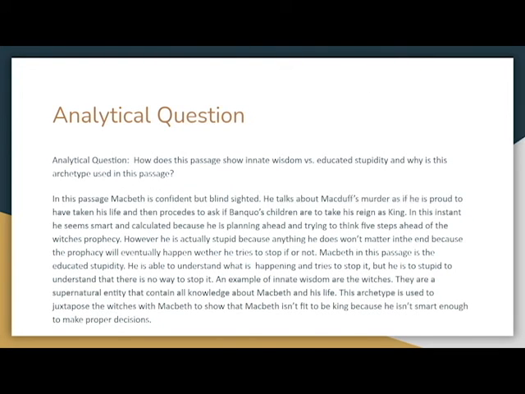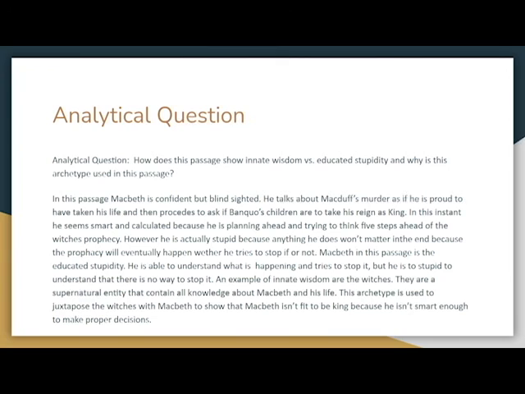Analytical question. The analytical question is, how does this passage show innate wisdom versus educated stupidity, and why is this archetype used in this passage? In this passage, Macbeth is confident but blindsided. He talks about Macduff's murder as if he is proud to have taken his life, and proceeds to ask if Banquo's children are to take his reign as king. In this instant, he seems smart and calculated because he is planning ahead and trying to think 5 steps ahead of the witch's prophecy. However, he is actually stupid because anything he does won't matter in the end, because the prophecy will eventually happen whether he tries to stop it or not.